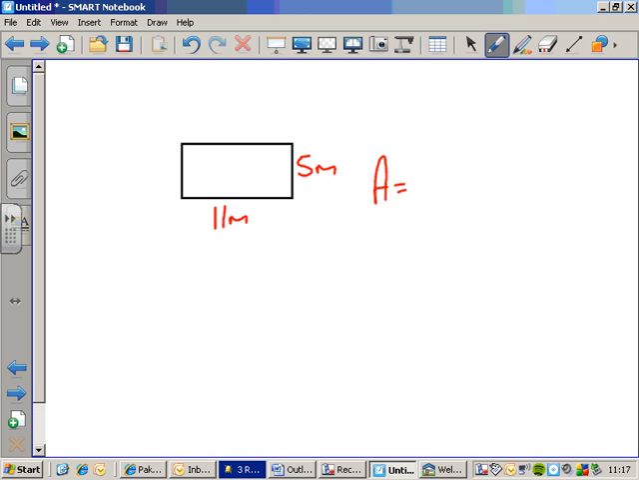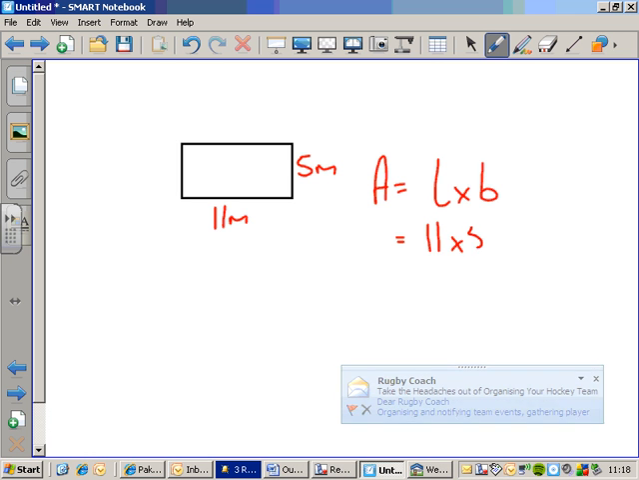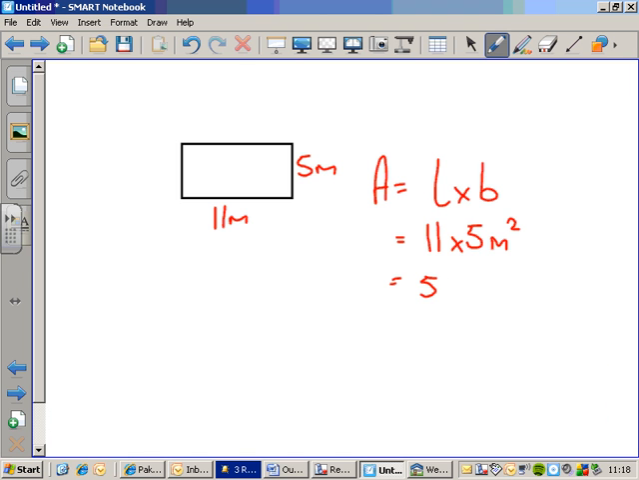I would recommend always in an exam writing down your formula, if that's what you're asked to do. If you're asked to find the area of your rectangle, always start with writing the formula down. It shows you know what you're doing, and it reminds yourself that you know what you're doing as well. It makes you think about what you want to do. So area equals length times breadth. In this case, it's 11 metres by 5 metres. So the answer would be in metres squared, won't it? And 11 times 5 is 55 metres squared, and there's your area.